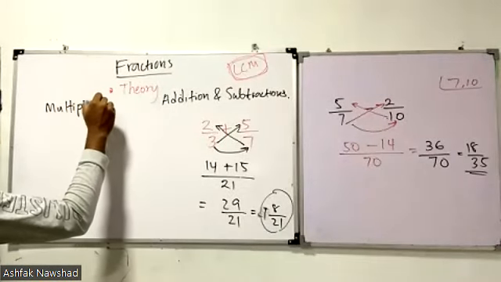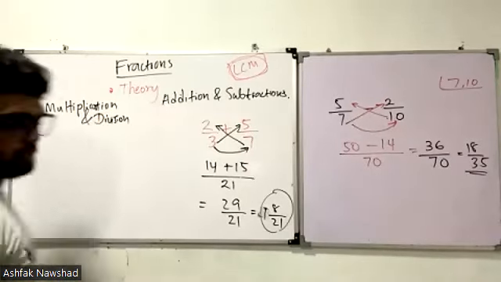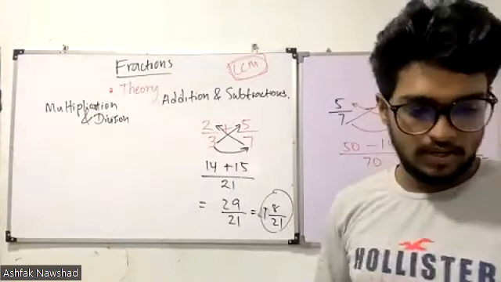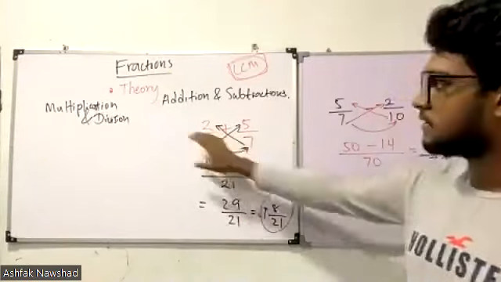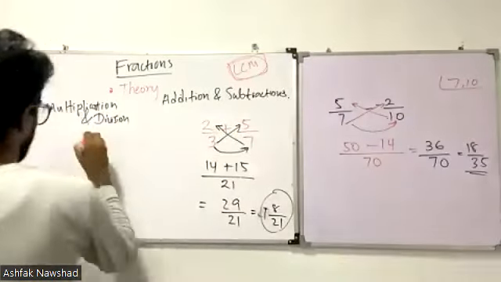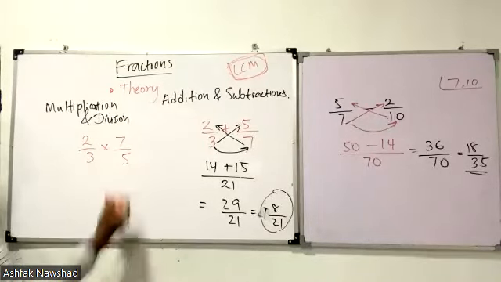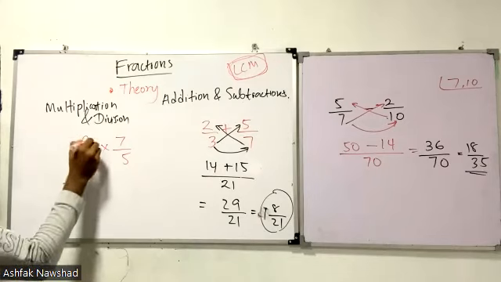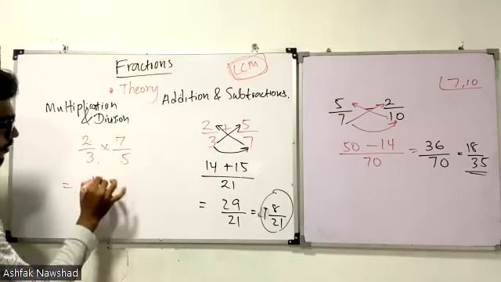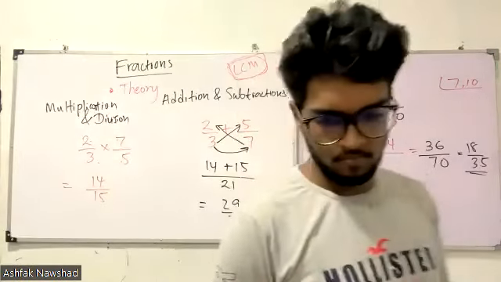Multiplication and division. So simply, multiplication and division doesn't require the denominators to be equal. You guys know that, right? So multiplication and division we can perform on any two fractions. For example, we have to multiply 2/3 by 7/5. You just can multiply the numerators separately and the denominators separately. So the answer will be 14/15. Is this understood?